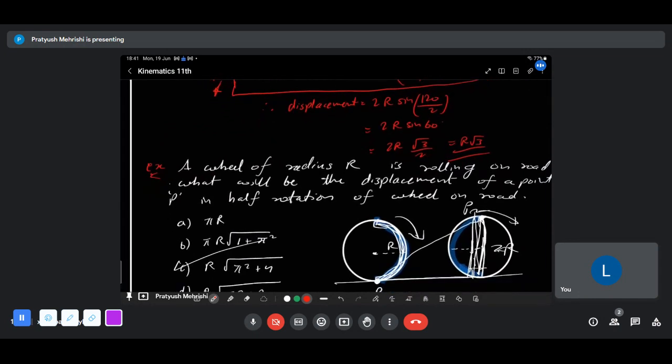Next question is: a wheel of radius r is rolling on the road. What will be the displacement of a point P in half rotation of the wheel? Have you calculated this question?